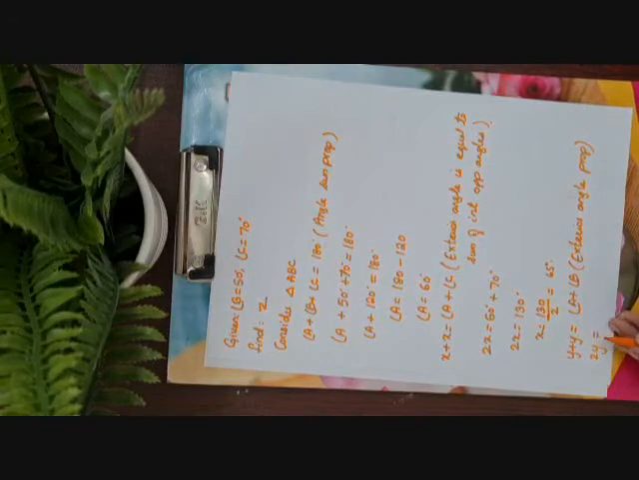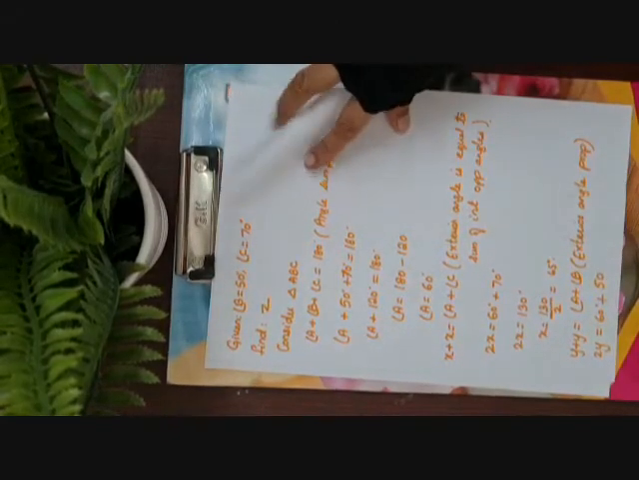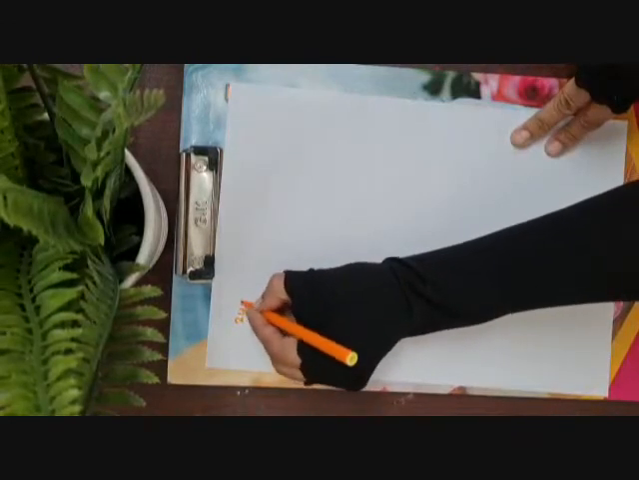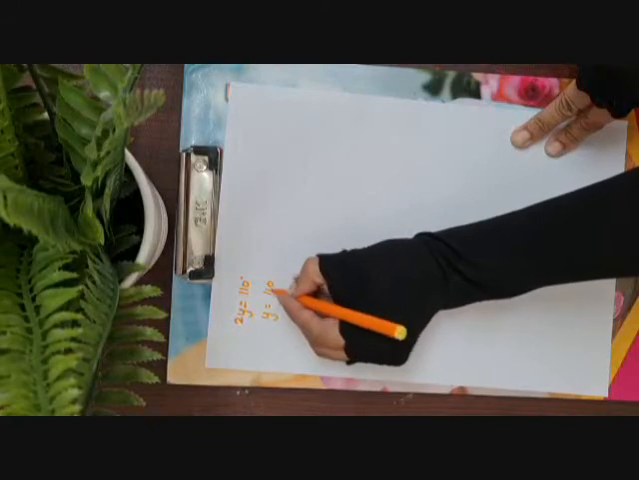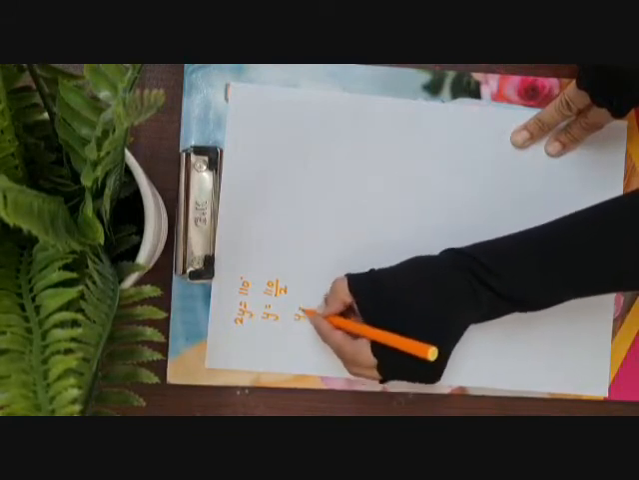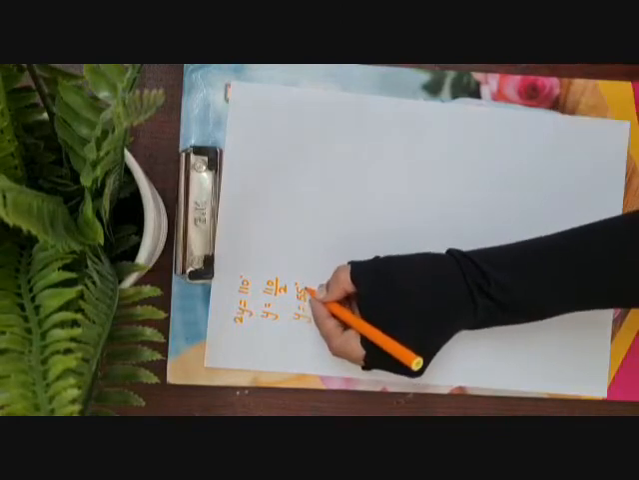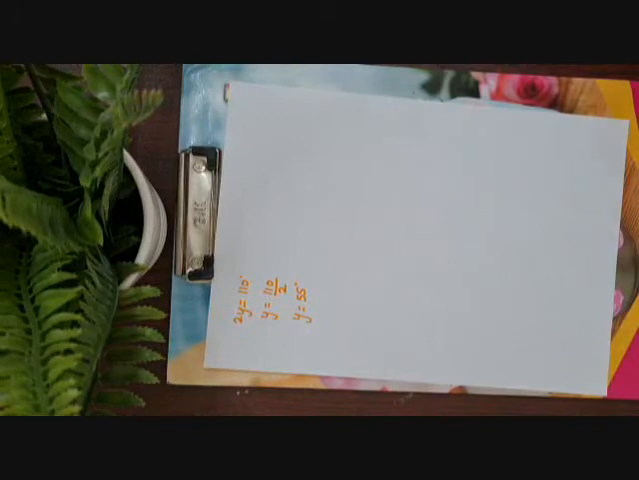Yes children, y plus y is nothing but 2y. 2y is equal to angle A, which we found as 60 degrees, and angle B is given to us as 50 degrees. So we have 2y is equal to 110 degrees, y is equal to 110 by 2. So y is nothing but 55 degrees. Okay, we got the value of y here. But what is the question? We have to find angle Z.